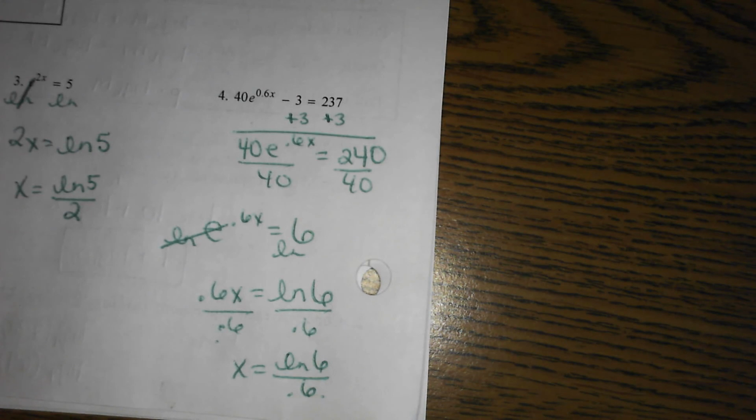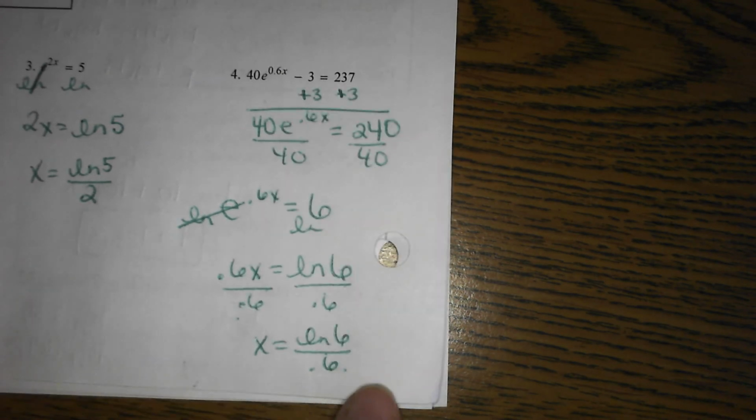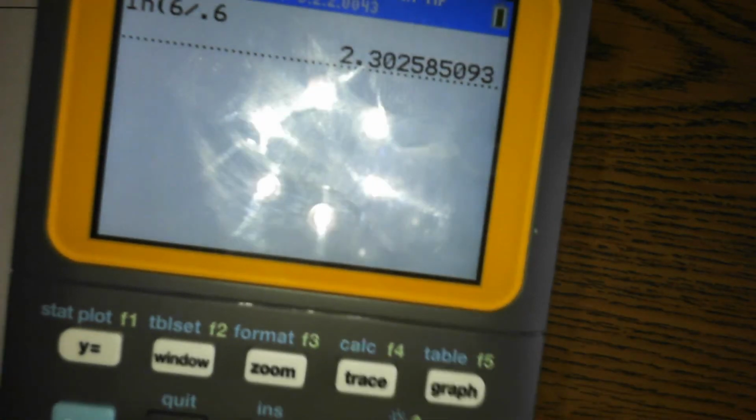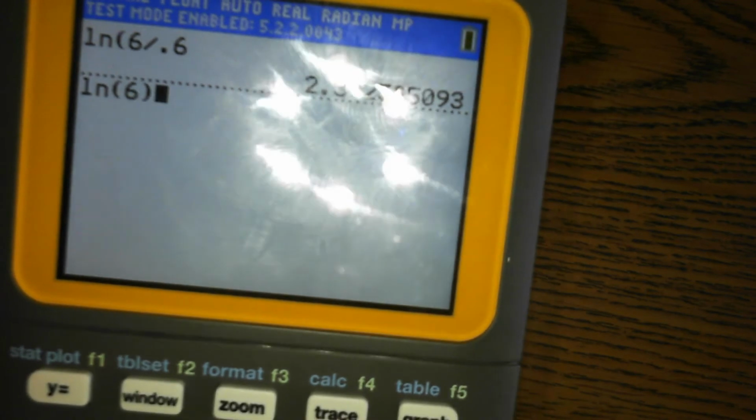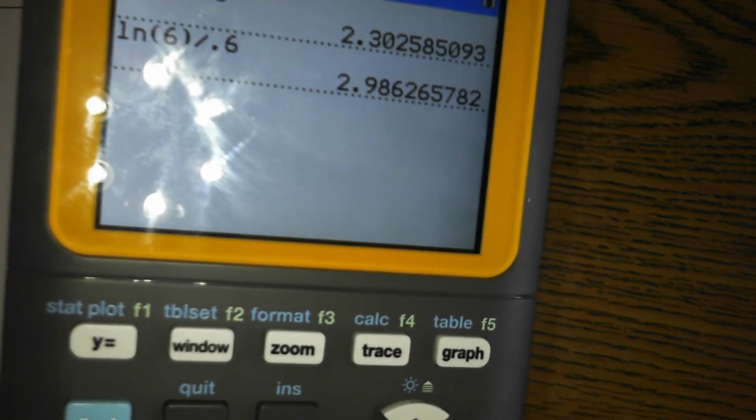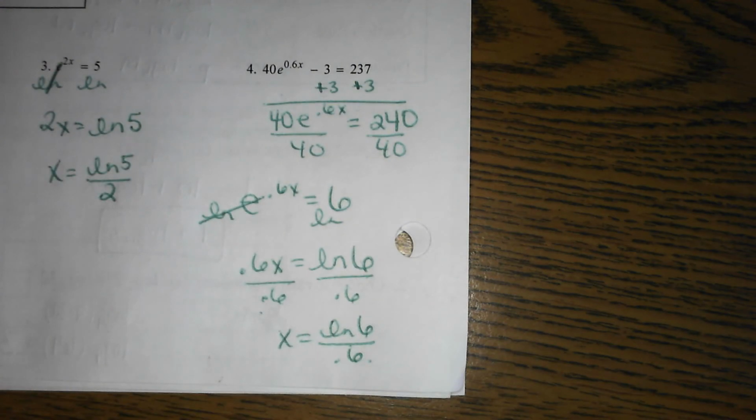You would type that in. By the way, when you type it in, when you hit any log button, natural log or log, it opens a set of parentheses for you, correct? So you're going to have to close it after the 6. ln of 6, close it. Absolutely, because this one, if I don't, is going to take the natural log of that quotient, versus this one is going to take the natural log of 6 and then divide that answer by 0.6. One's 2.3, one's 2.9. Depending on different problems, it might make a much larger difference than that seemed to, but they're different.